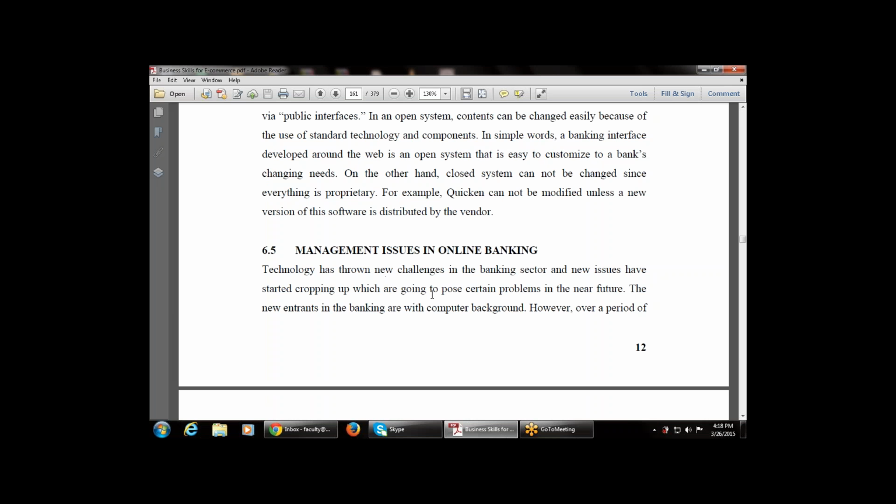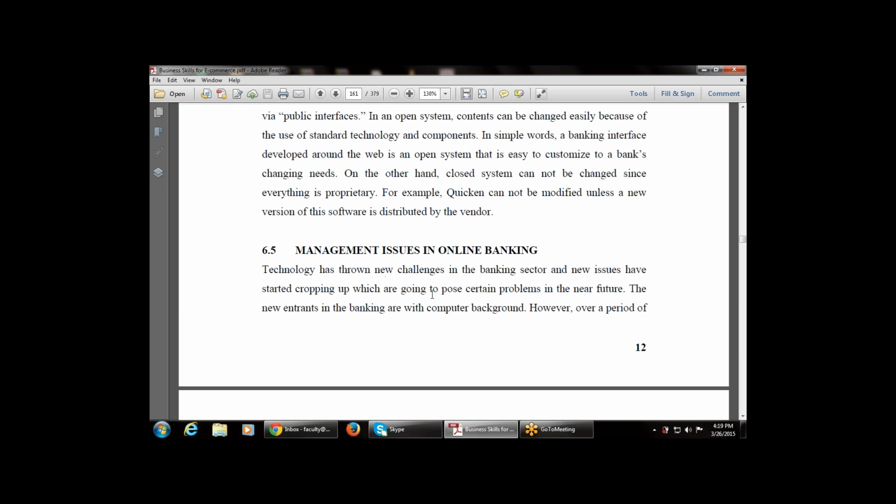Today I'm going to continue with the same module, business skills for e-commerce, and the same chapter, chapter number 7, that we started in the last class: e-commerce and retail industry. In the last class we finished chapter number 6 and started this chapter. We covered two or three topics of the retail industry, and I'm going to finish this chapter in today's class.